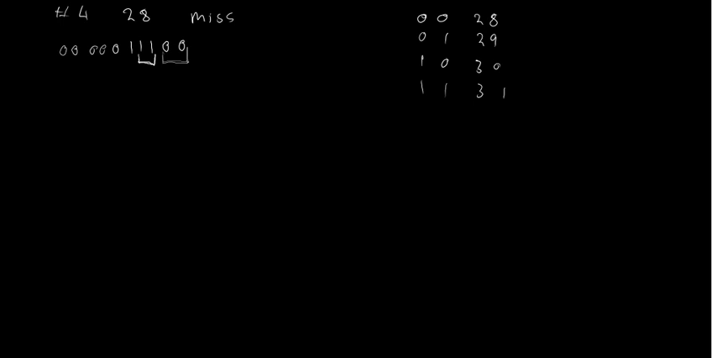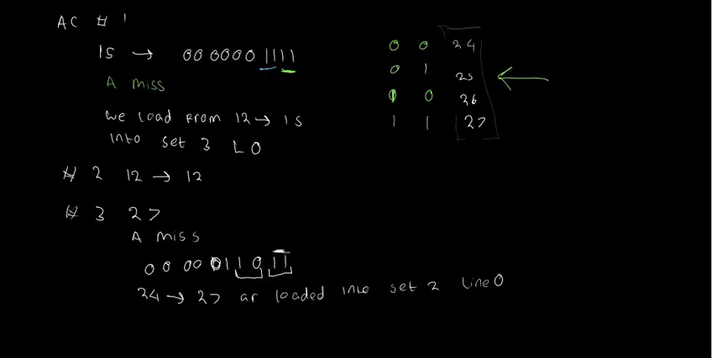So what we're then going to do is that 28 to 31 go to set 3, line what? I'm going to let you guess what line this goes to. It goes into line number 1, because remember each of our sets has 2 lines, and initially set 3 we occupied with this block over here, from 12 to 15. So the next time we put something in, it's going to go into line number 1. We're going to load that.